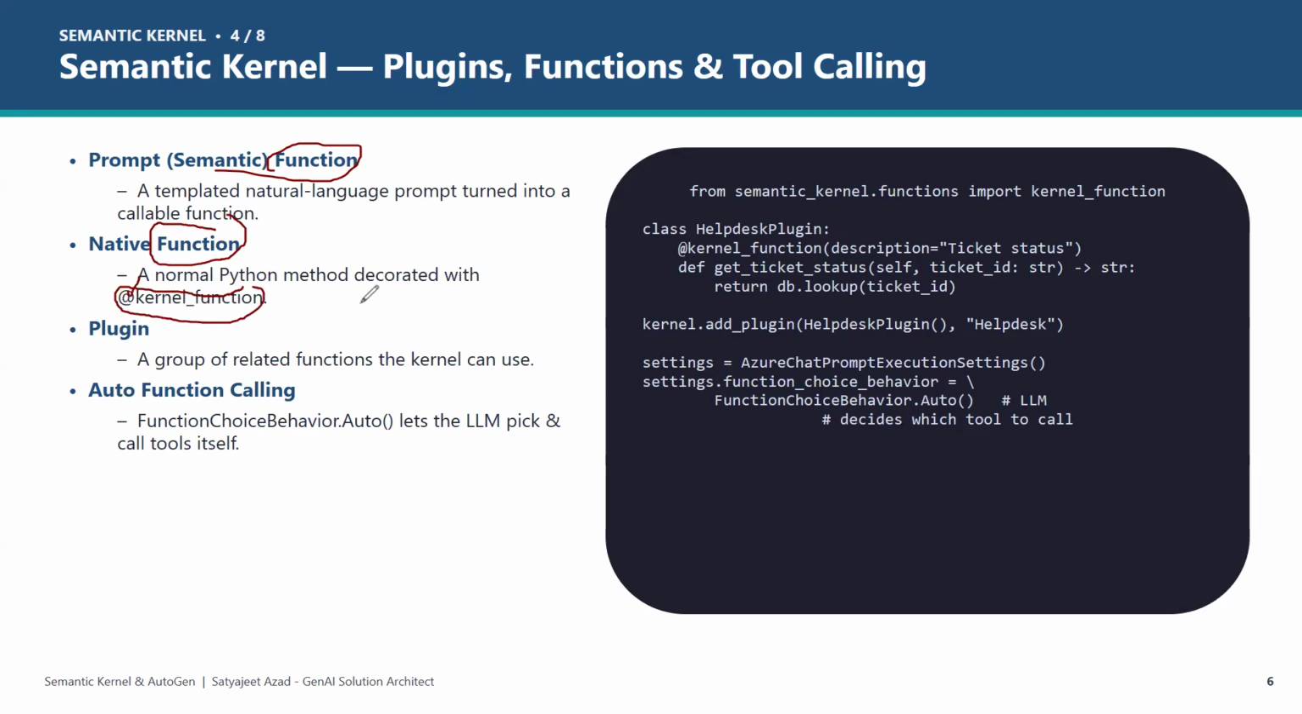The third point is a plugin. It's nothing but a group of functions that the kernel can use, because the kernel will decide what plugins to pick. And then we have auto function calling, where the LLM delegates which tool to pick. These are some of the components that you have to understand when you work on Semantic Kernel.